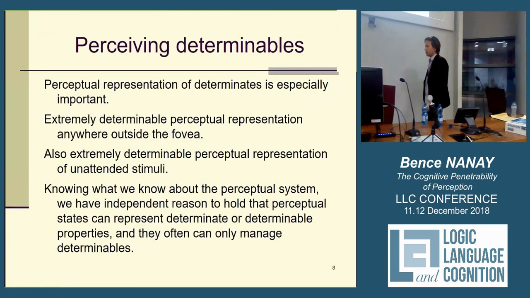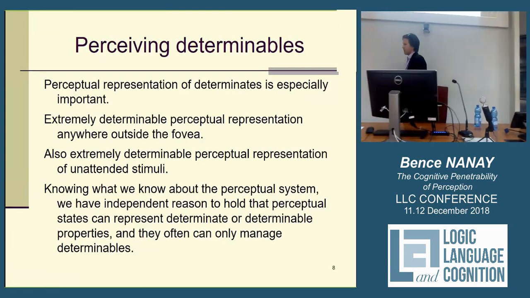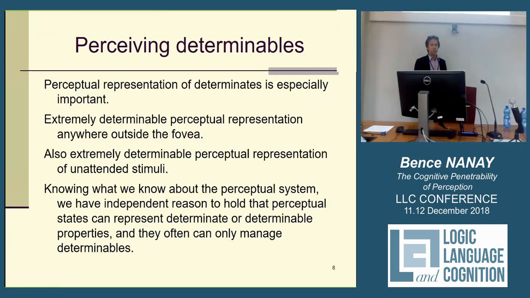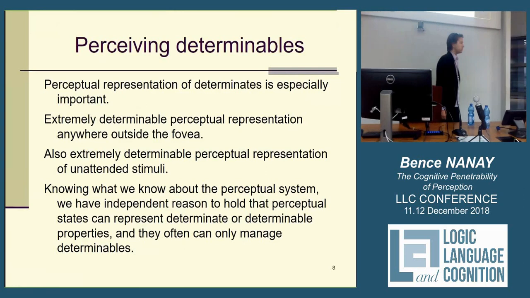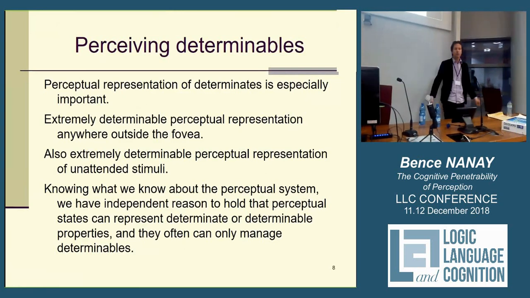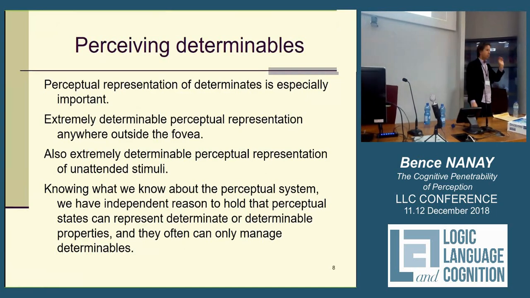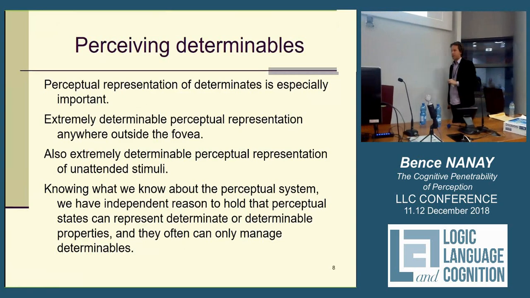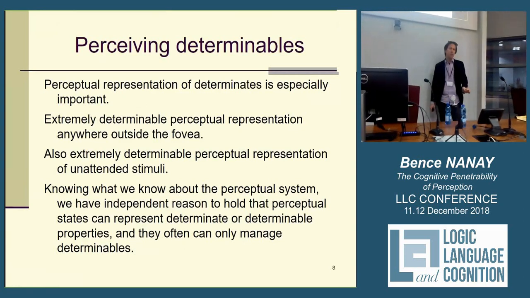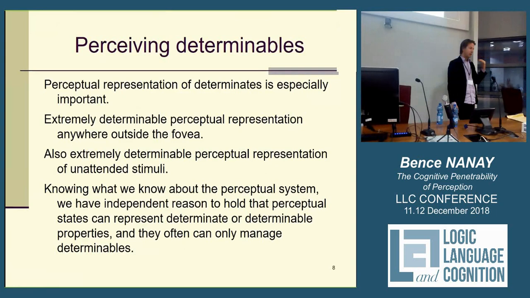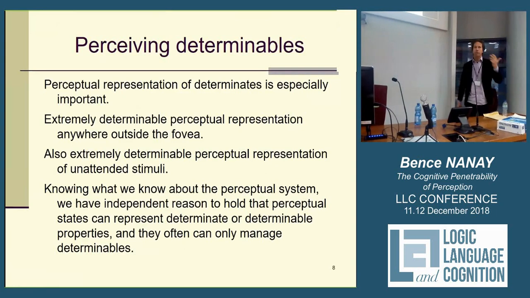So the perceptual attribution of determinables is a fairly well documented phenomenon. But also, it seems like only in vision do we have any chance of representing properties that even have a fairly high degree of determinacy. But even in vision, it very much depends on what kind of properties you're attending to.